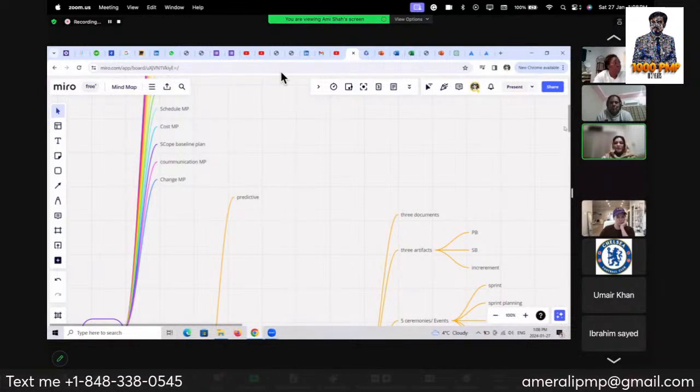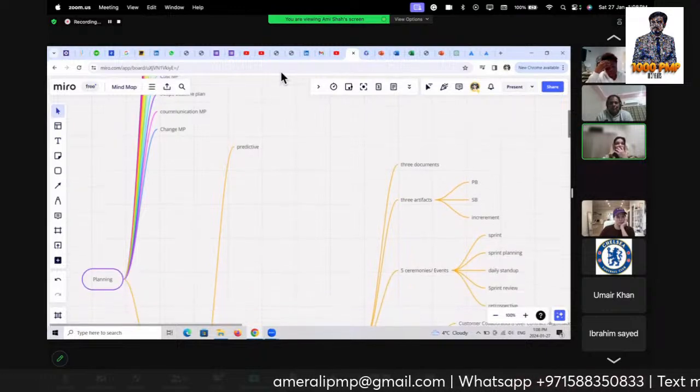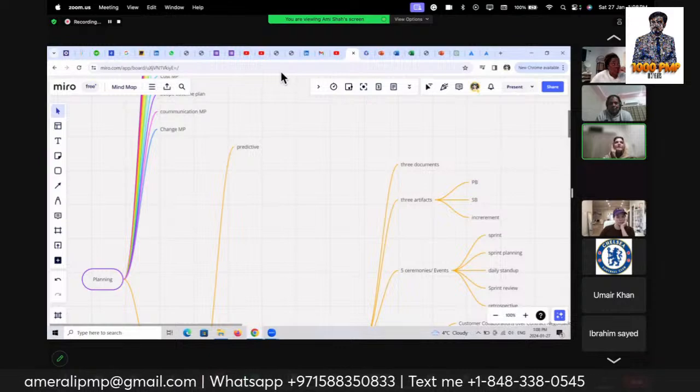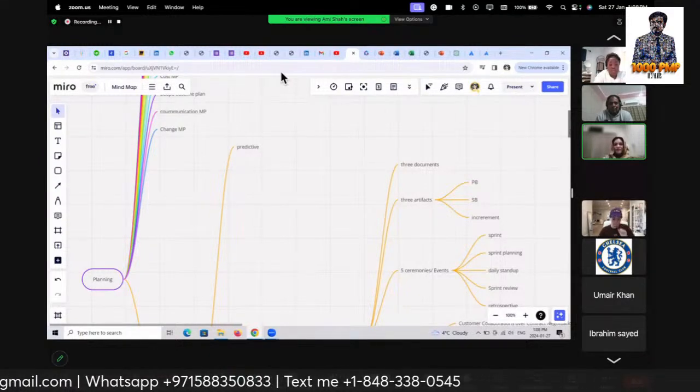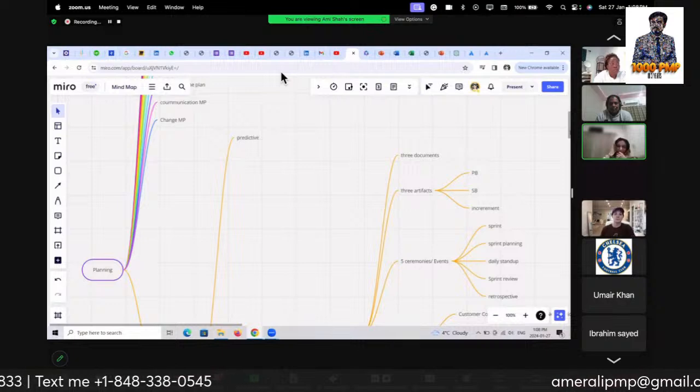After that, the communication plan, I have already told, and the change management plan. In the change management plan, we set the criteria for how a change will come in, be received, and be evaluated, and the steering committee, which is called the change control board. This comes in the change management plan.